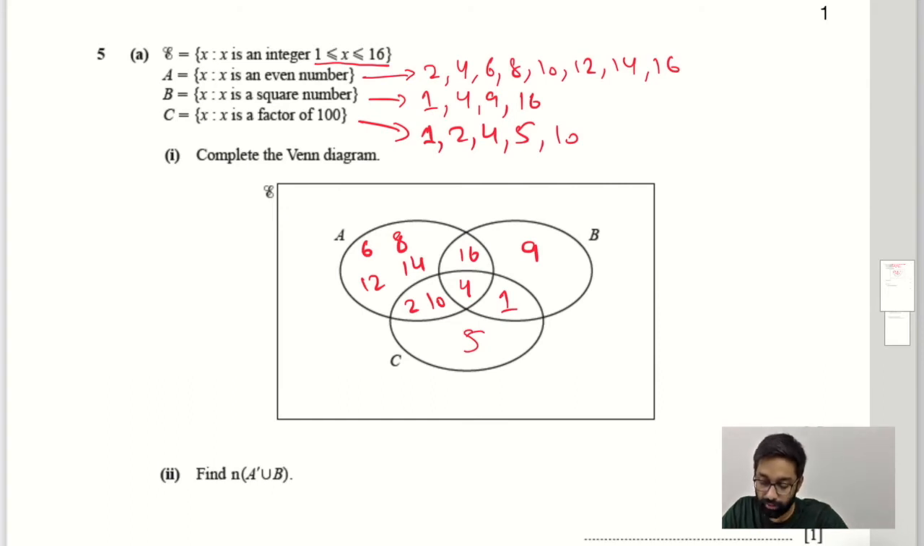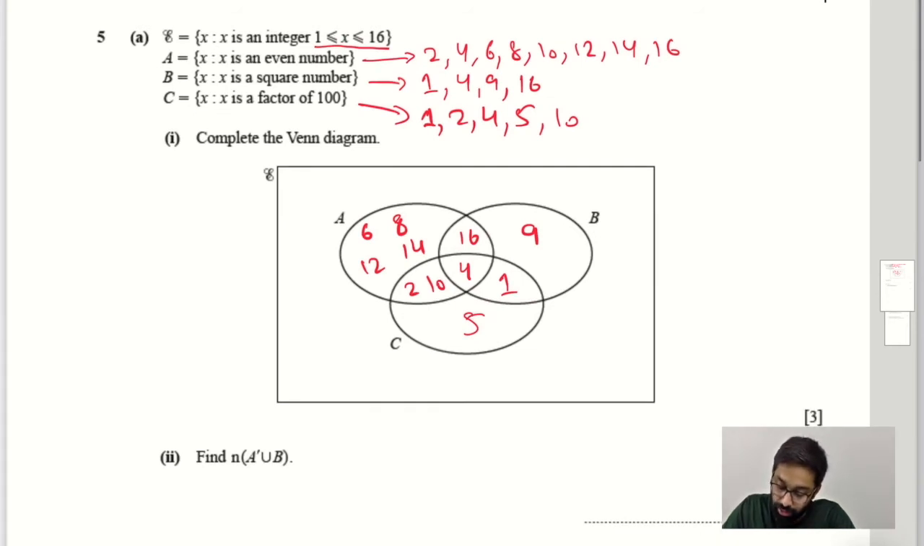But that doesn't cover all the numbers between 1 to 16. So let's talk about the numbers that are left. One of the numbers that is not included inside these circles is 3, and the next one is 7. So I write them over here. The next one is 11, and then 13, and then 15. So there are 5 numbers that are outside these Venn diagrams.